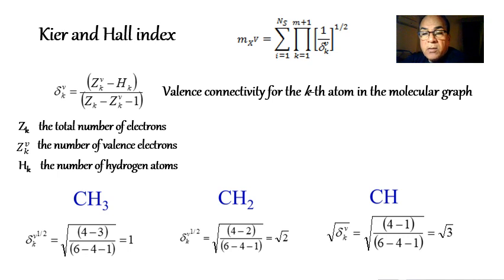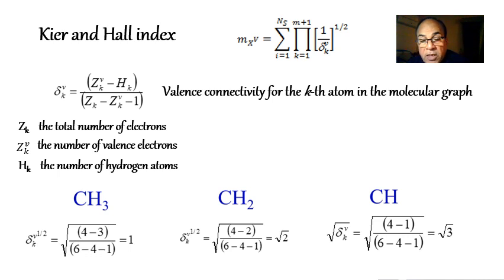The Kier-Hall index is called the valency connectivity index. It depends on the valency of atoms. Look at this equation: the Kier-Hall index is equal to this, where this is the number of valence electrons, this Z is the total number of electrons, and h is the number of hydrogens. The Kier-Hall index can be utilized to differentiate between primary, secondary, and tertiary carbon atoms.